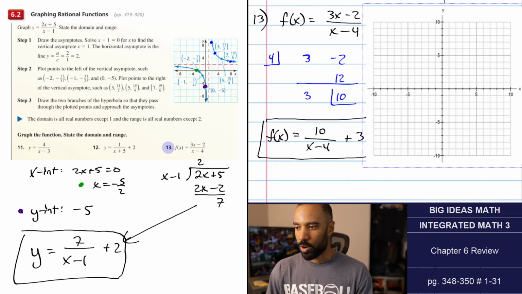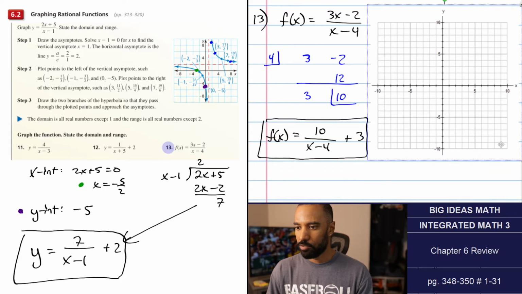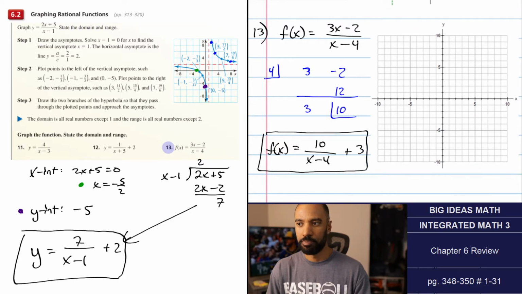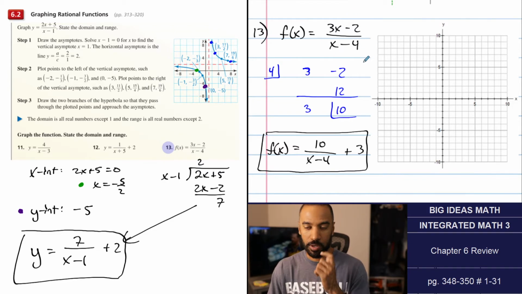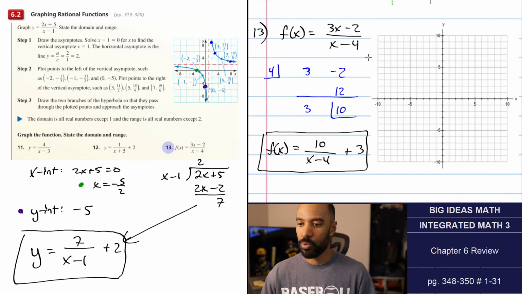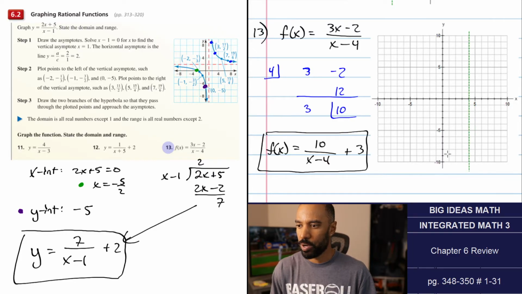So let's draw the graph based off this information. Again, you could have used long division as well, and there's also another generic form based off this we can talk about, and I'll get to it. But we do have x equals 4 as our vertical asymptote, y equals 3 as your horizontal asymptote, and then we have an a value of 10.